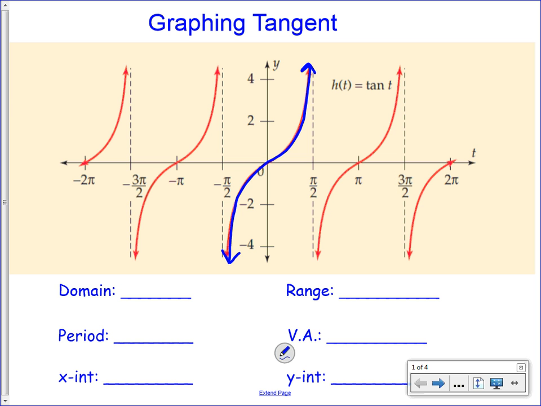Okay, so let's run through the characteristics of the parent graph. And we're going to start with the vertical asymptotes. Since we have vertical asymptotes at pi over 2 and 3 pi over 2, and if we continued, it would be 5 pi over 2, 7 pi over 2. So we're going to say that our vertical asymptotes are x equals n pi over 2, where n is an odd integer.